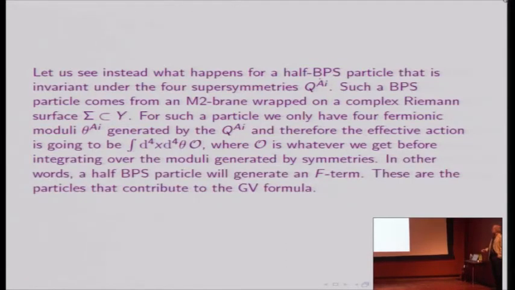I should have written can rather than will, because something that can be written this way maybe can also be written as integral d8 theta of something. So we're not guaranteed to get an F term, but we might get an F term from a half BPS particle. In fact, most of the stuff we get will not be F terms. It's only special contributions, even from the BPS particles, that will be F terms. But this shows that only BPS particles can contribute to the GV formula.